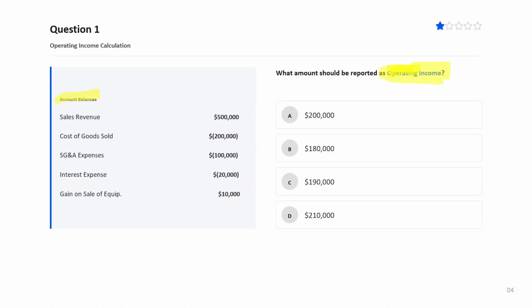It gave us some information about the account balances. We have information about sales revenue and cost of goods sold, which could help us to calculate gross profit, and administrative expenses. We have interest expense here, and we have gain on sale of equipment. So when you see operating income, think about which one of those items are non-operating. That means they are going to be below the operating income line. Just take a couple of minutes. Once you're ready, we will do the answer on the next one together.